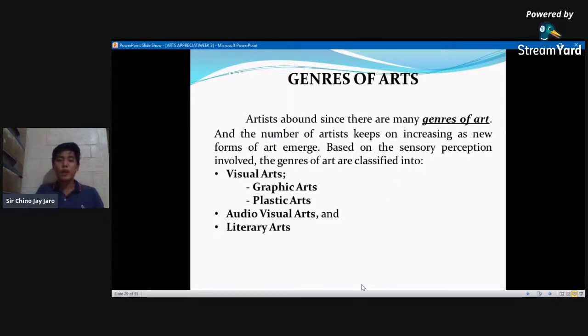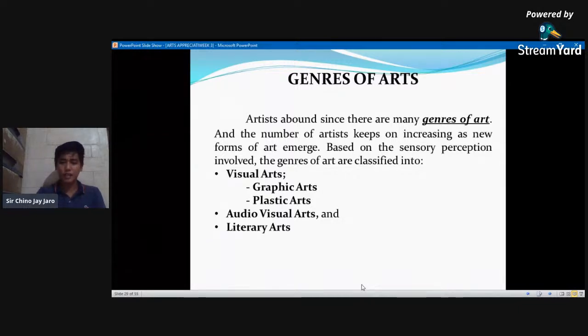So artists abound since there are many genres of art and the number of artists keeps on increasing as new form of art emerge. Based on the sensory perception involved, the genres of art are classified into visual arts, audiovisual arts, and literary arts. Sa visual arts po, meron po tayong dalawang classification. Now we have graphic arts and plastic arts. And then later on, aalamin natin kung ano ba ang pagkakaiba ng dalawa. Bakit may classification pa ng visual arts?